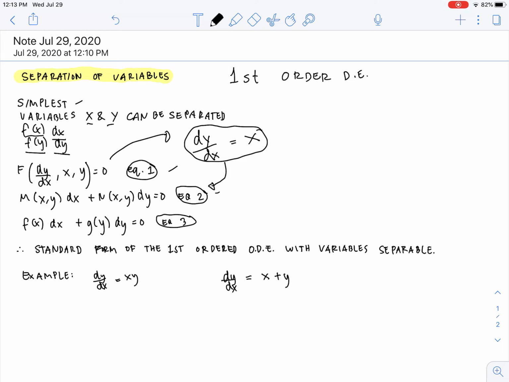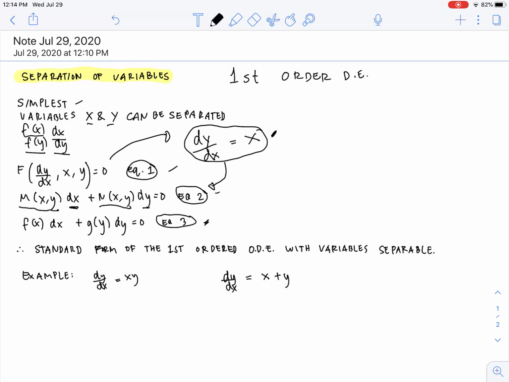In equation number 2, M of x and y means M is a function of both the variables x and y, times dx. Then N is also the same, N is a function of x and y, times dy. So from the given, we will turn it into equation 2, which is the standard form. Then the next, equation number 3.